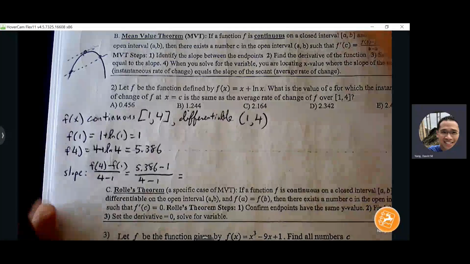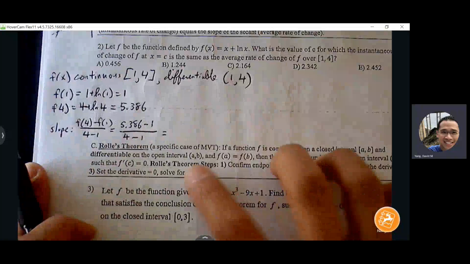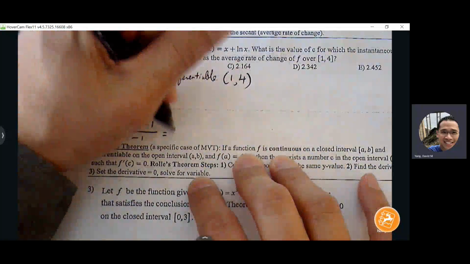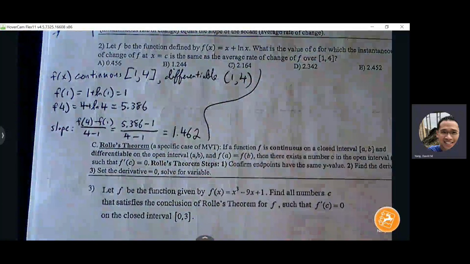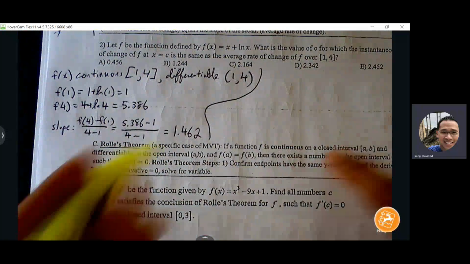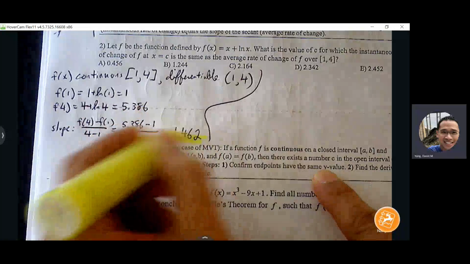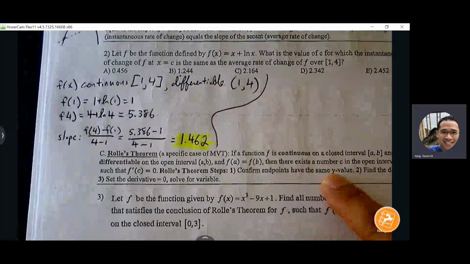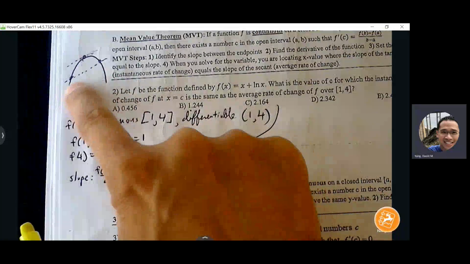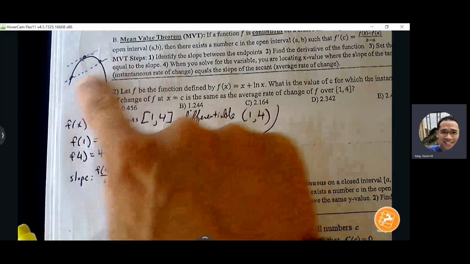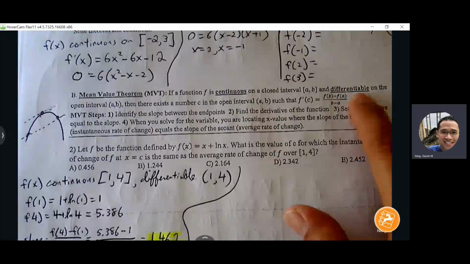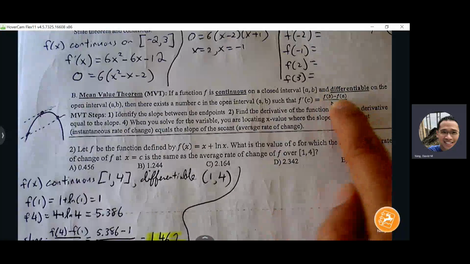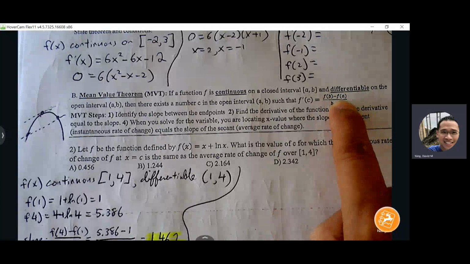Okay, so 5.386 minus 1 is 4.386, divided by 3. That ends up being 1.462. Okay, so now that's our target. We know that somewhere along the curve, there must be a slope that's exactly 1.462, because the slope between these two points is 1.462. So now we have this part of our formula figured out. Now I can focus my attention on what?